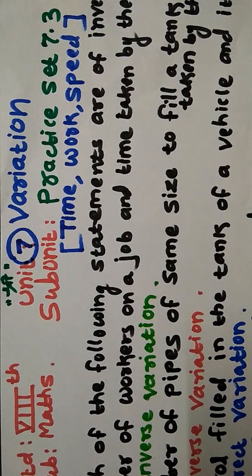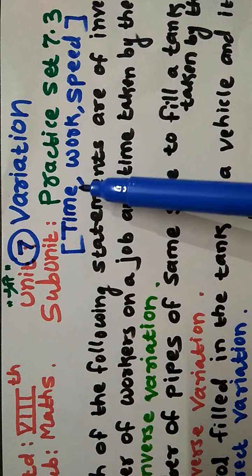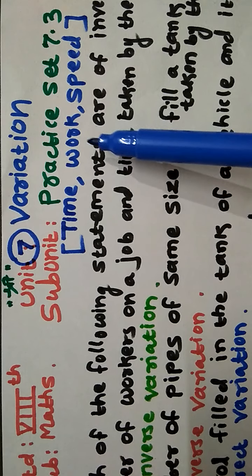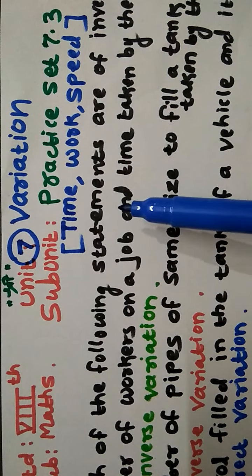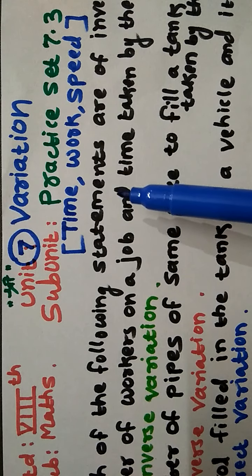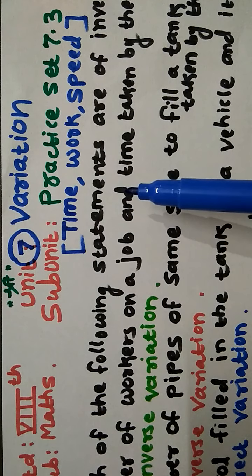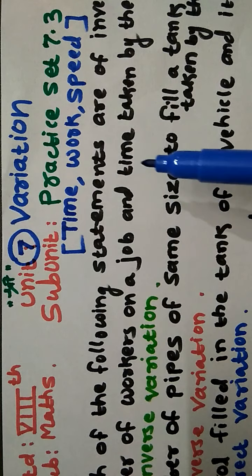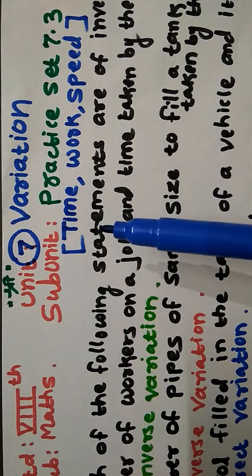In this video we will study the examples related to time, work and speed, which are examples on variations. To solve practice set 7.3, we recall some examples of variation. Examples related to time taken to finish a job and the number of workers are of inverse variation. Remember that. The time taken to cover a certain distance by a vehicle and its speed are related by variation.